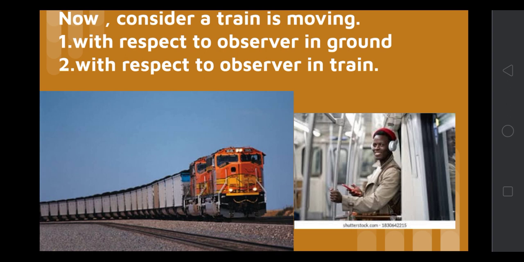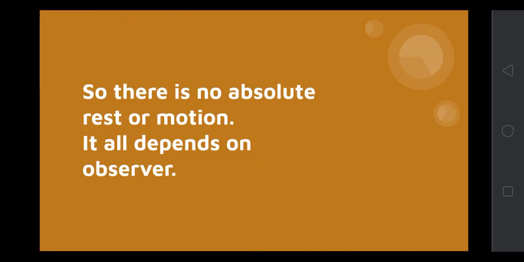When you are inside the train, you will state, see the second image, that he's coolly listening to music as if nothing is happening. He doesn't feel that the train is moving, so he feels that the train is at rest. What is more significant here is that there is no absolute rest or motion. It all depends on the observer. When the observer is at rest, the objects will be in motion. Likewise, this happens in many cases.